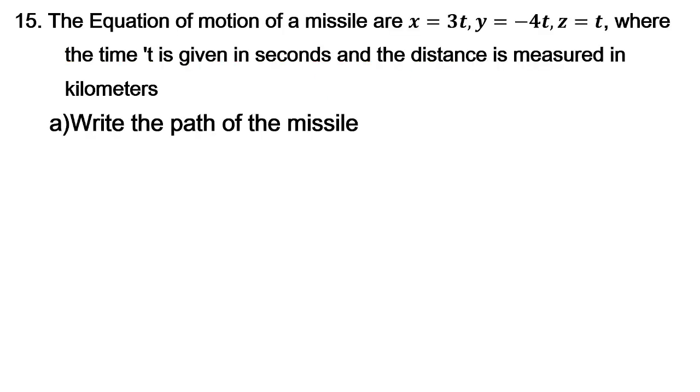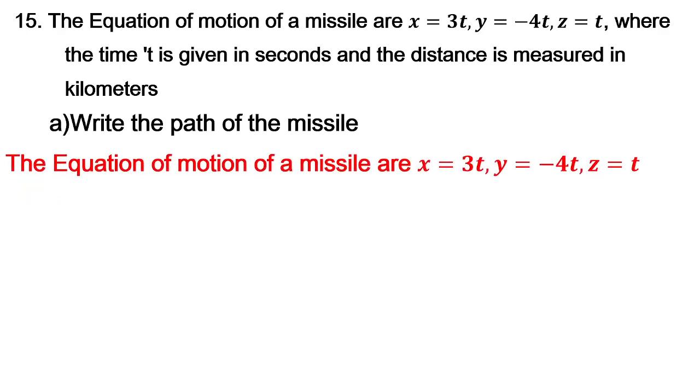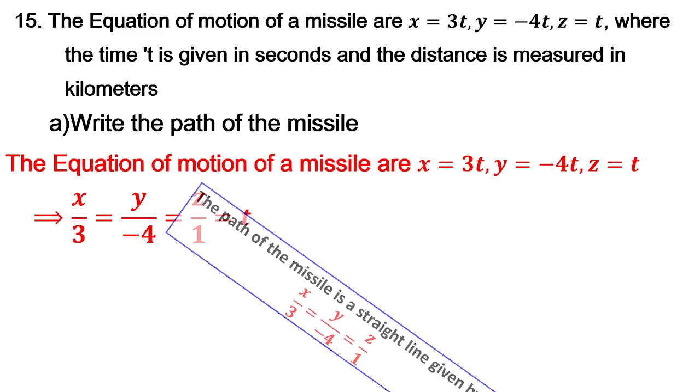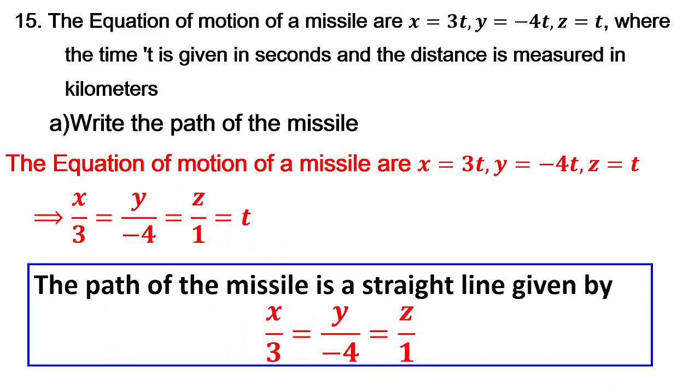Let us go to the case study question. The equation of motion of the missile is given and you have to find the path of the missile. What is the meaning of path of the missile? Path of the missile is nothing but the equation of the line. You have been given x is equal to 3t, y is equal to minus 4t, z is equal to t. Now get the value of t from all these three equations. It is x/3 = y/(minus 4) = z/1. This is nothing but the path of the missile, which is a straight line.